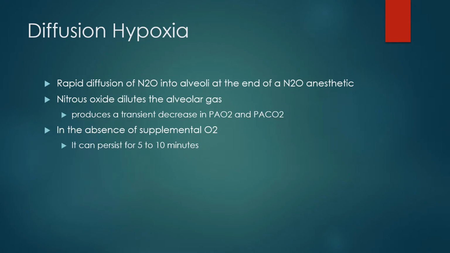We used to see diffusion hypoxia a lot more in the past, but it can still be an issue every once in a while. When we use nitrous, we can have rapid diffusion of nitrous oxide into alveoli at the end of a nitrous oxide anesthetic. And this is diffusion hypoxia. Nitrous oxide dilutes the alveolar gas, so you get a transient decrease in alveolar oxygen and alveolar CO2. If the patient's breathing room air, the decrease in alveolar oxygen causes hypoxemia. Without supplemental oxygen, diffusion hypoxia can last for about 5 to 10 minutes after a nitrous oxide anesthetic.